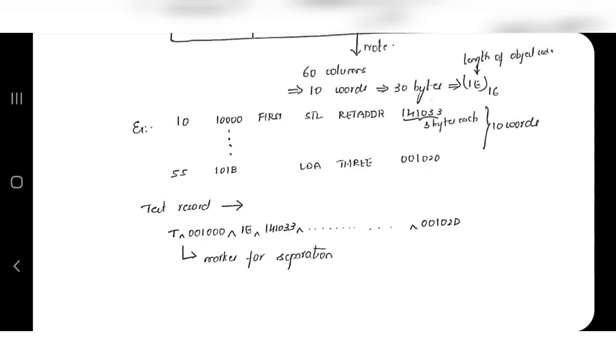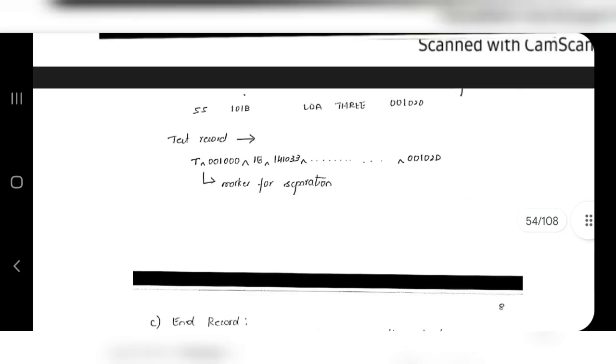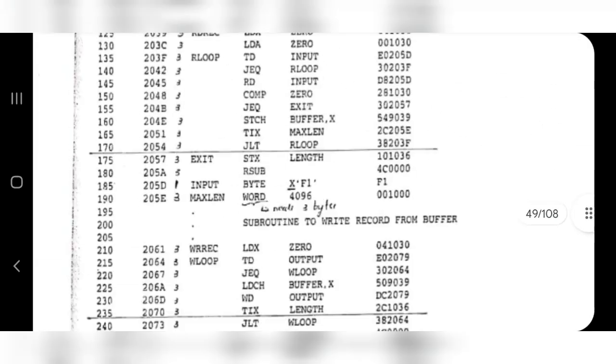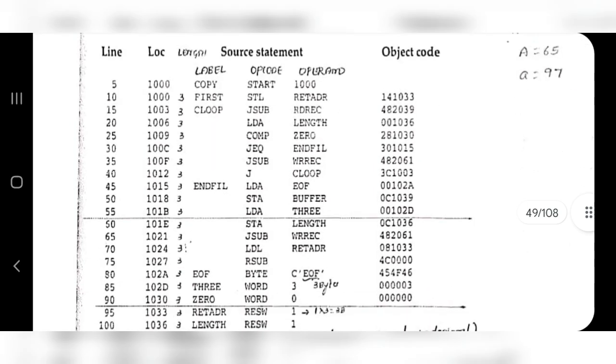This is the first line. For the second line, you will do the same thing. You will start from the next one. If I show you the object code here, for the next one also you will be doing the same thing. You will start from here.